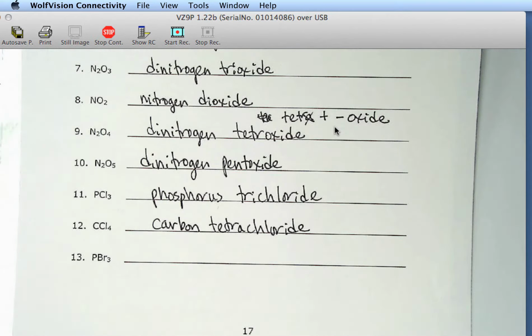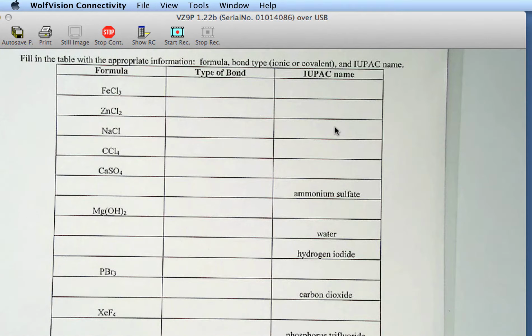Number 13, phosphorus tribromide. Excellent. So on the following pages, I have practice problems, 18 and 19. These practice problems, I want you to work for the next class meeting.